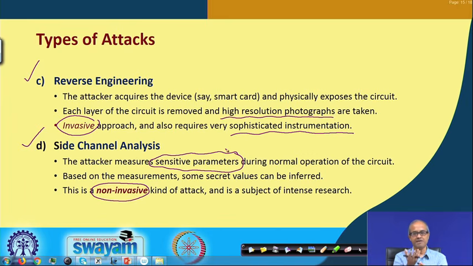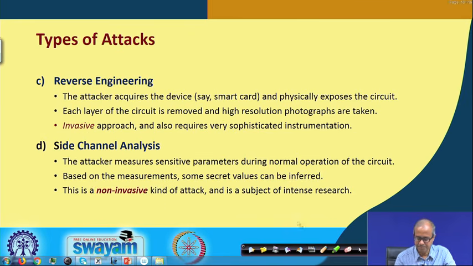Particularly for cryptographic algorithms that are running inside a chip, you can very easily break the algorithm in many cases if the designer is not careful enough. Okay? This is what is meant by side channel attacks or side channel analysis.